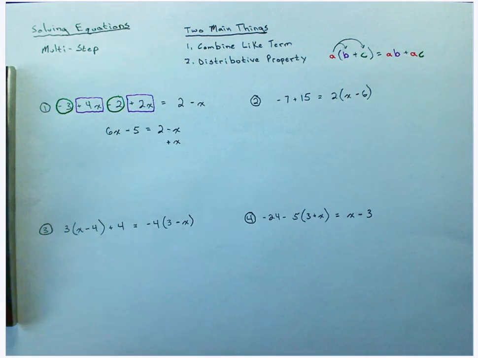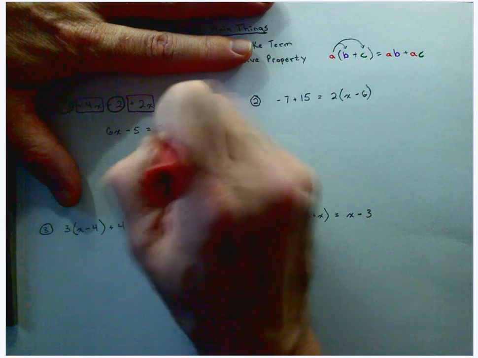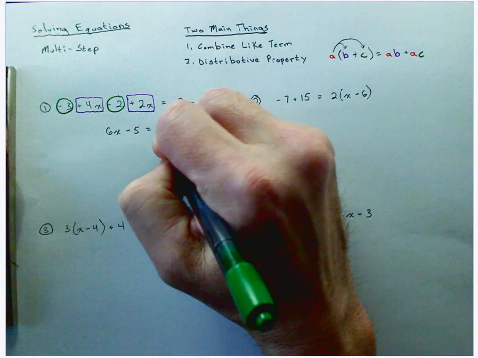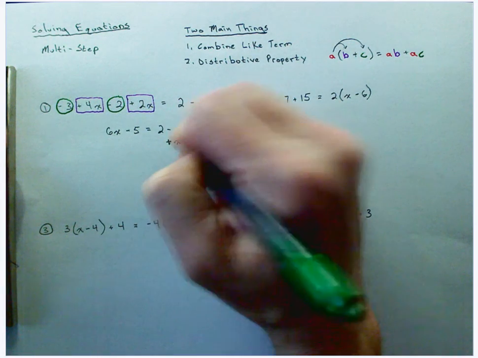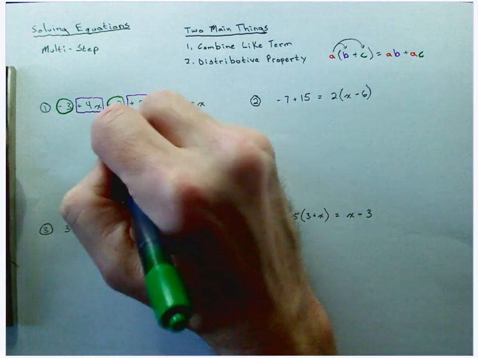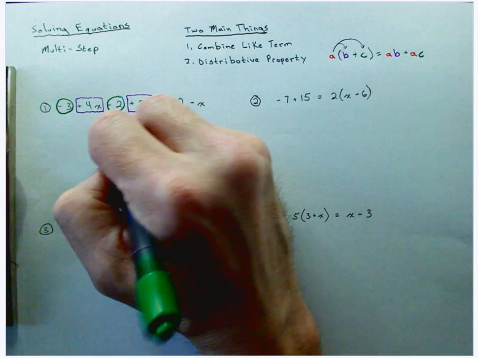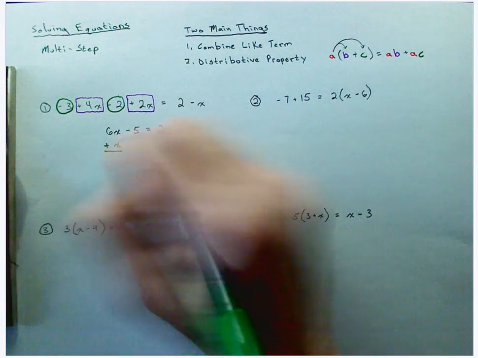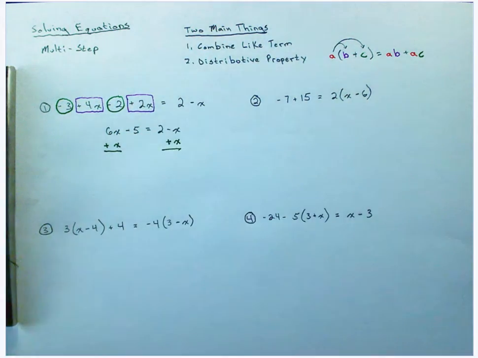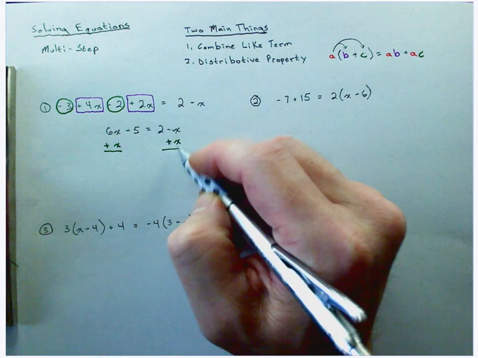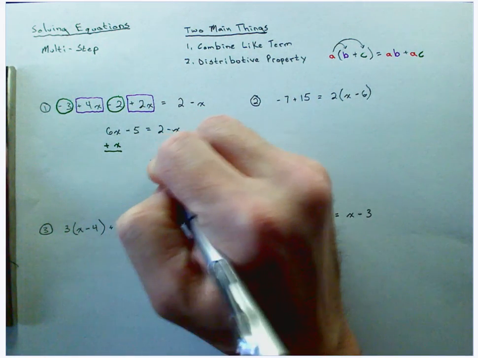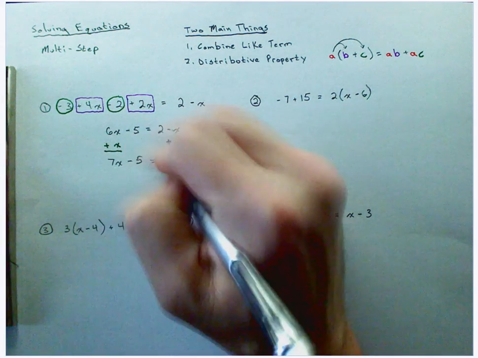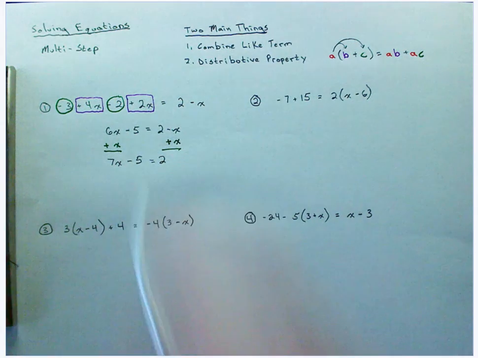Let me write my variables in green. So to make that x go away on this side and to move it over to this side, I'm going to add x. Again, same premise. If I do it to one side, I have to do it to the other. This simply becomes 0. So I just bring my 2 down, and this becomes 7x minus 5 equals 2. I am now at a two-step equation.